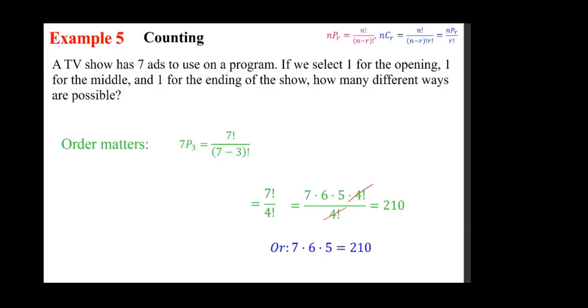7 times 6 times 5 is the answer. Or you can go with the simple multiplication principle. The first one, we have 7 choices. So for opening, for example, I'm going to put O. For opening, we have 7 choices. Then for M, for the middle, since one of them is already gone, we have only 7 minus 1 or 6 choices. And for the ending, we have only 5 more left. So their product is the answer. So either way, it will do the job.